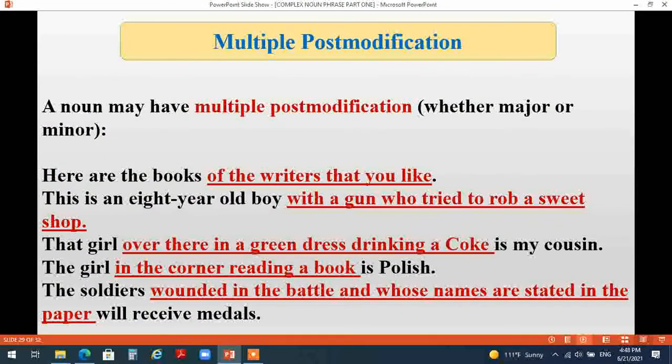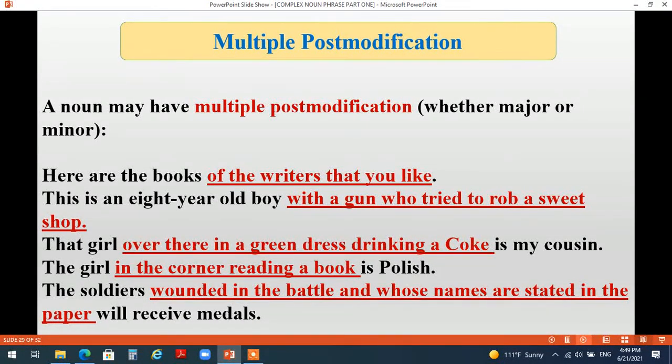Also we have some other characteristic in post-modification which is called multiple post-modification. By this we mean that a noun may have multiple post-modification. This means that we have both kinds of major and minor post-modification. يعني في نفس الجملة أو في نفس العبارة الاسمية نجد ليس نوعا واحدا فقط من أنواع الوصف التي تأتي بعد الاسم، بل إنه نجد الاسم يوصف بأكثر من طريقة. This is called multiple post-modification.